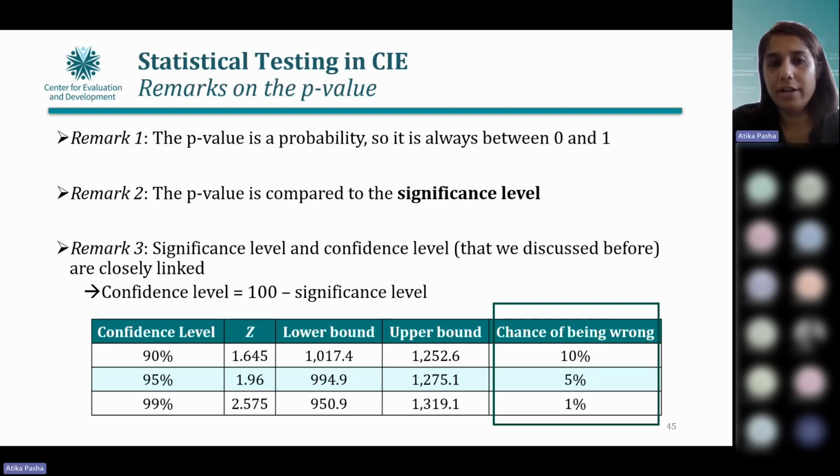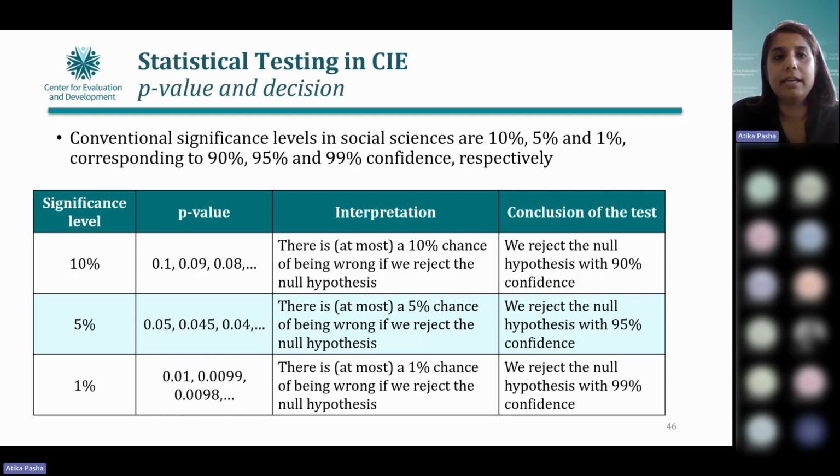The last column that I also discussed is the chance of being wrong, and that simply is your significance level. So it's basically 100 minus 95, which is a 5% significance level. And this is one table that tells you more or less exactly how statistical inferencing works, with the exception, of course, of the p-value. In the next slide, we will look at how p-values can be interpreted.